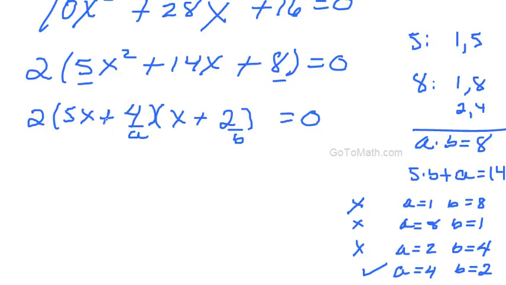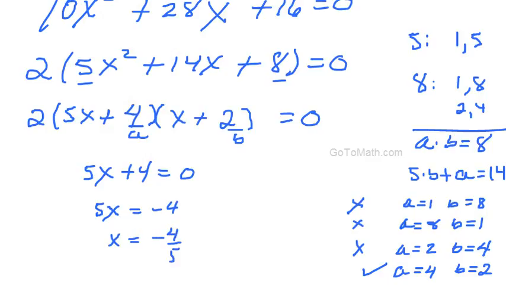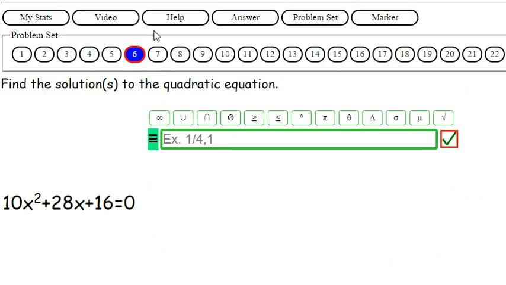Now we set each one of these factors equal to 0. Remember what we're doing here. So we end up with 5x equals negative 4, and then x is equal to negative 4/5. And then x plus 2 is equal to 0, therefore x is equal to negative 2. Negative 4/5 and negative 2 will be our answer.